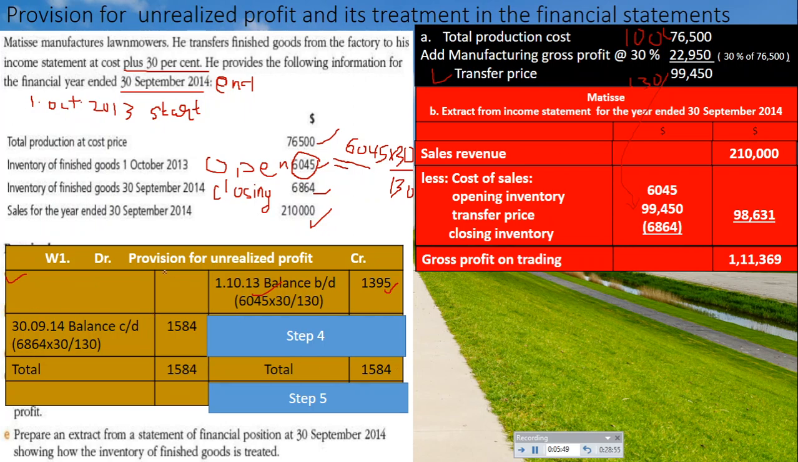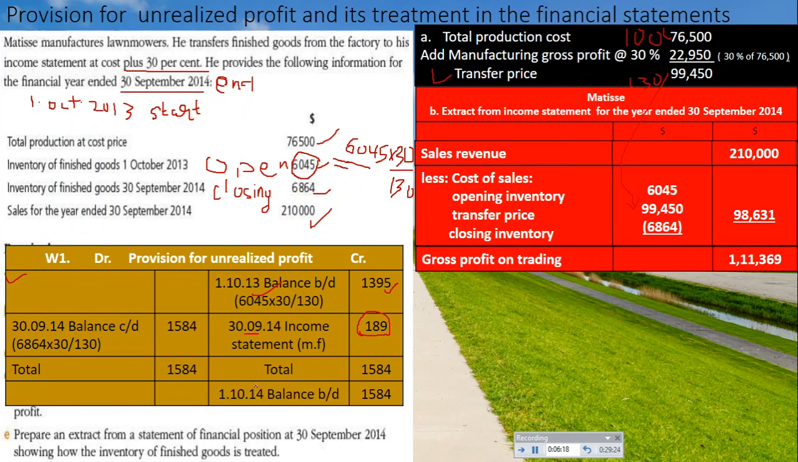Which side is not enough? If you look here, it's 1584, here it is 1395. It is not enough in the credit side. So in the credit side, you put it in as a missing figure. MF is missing figure, and make sure you write income statement. This is done at the end of the year. So you get 189. Now how should we treat this? That's the question. Before doing that, the balance CD becomes BD at the beginning of next year. So it comes here, beginning of next year. This is how we prepare the provision for unrealized profit.